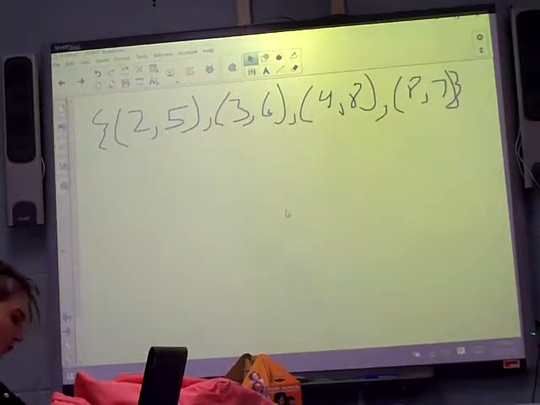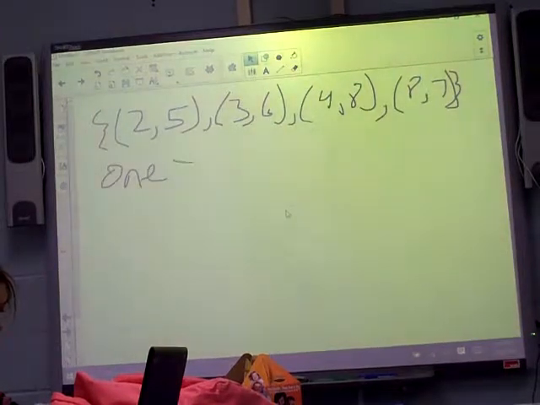The directions for this relation, and a relation is just a fancy way of saying a set of ordered pairs, so there we've got a bunch of ordered pairs that makes a relation. The directions say, decide whether the function is 1 to 1. If it is, find its inverse. 1 to 1 is a new term that we're going to be discussing today.